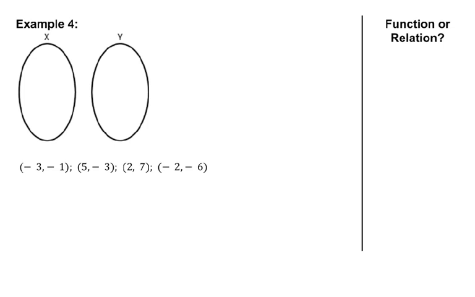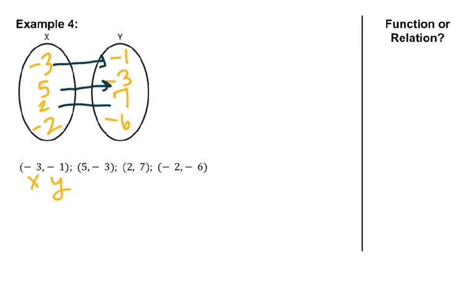All right, last problem. Let's see, we have x, -3, 5, 2, and -2. And then our y's, we have -1, -3, 7, and -6. And this one's pretty straightforward, right? -3 goes to -1, 5 goes to -3, 2 goes to 7, and -2 goes to -6. Well, in this problem, each x goes to its own y, right? Therefore, this is a function.